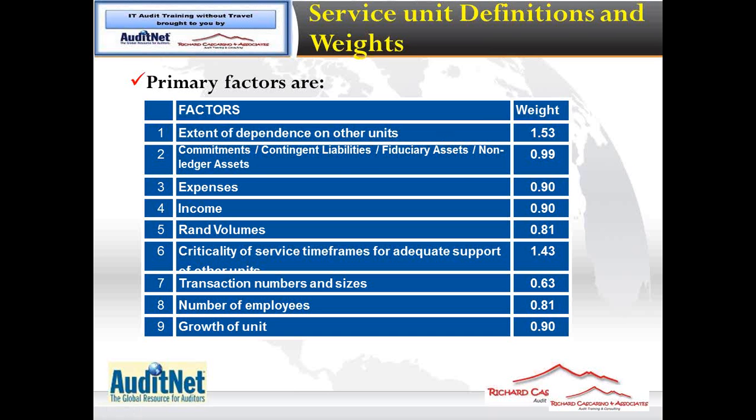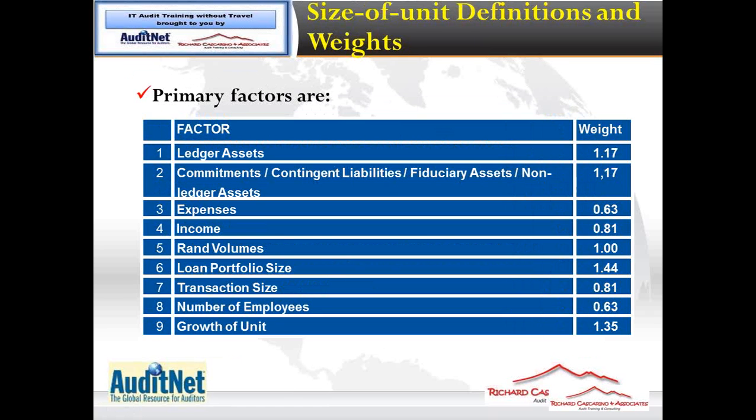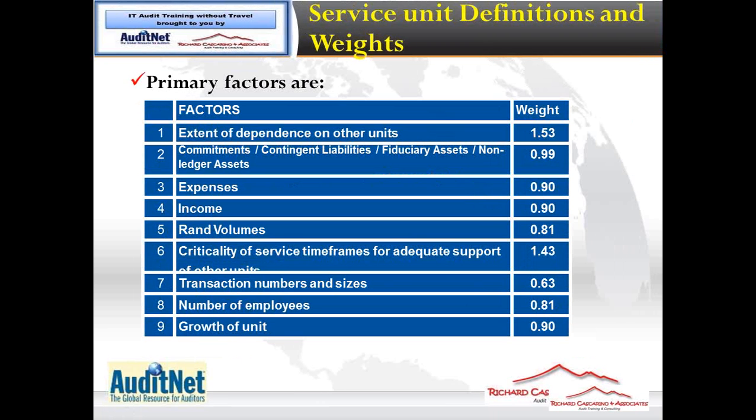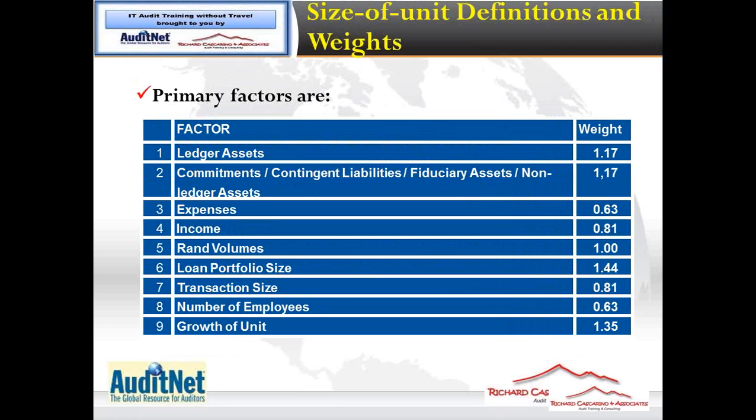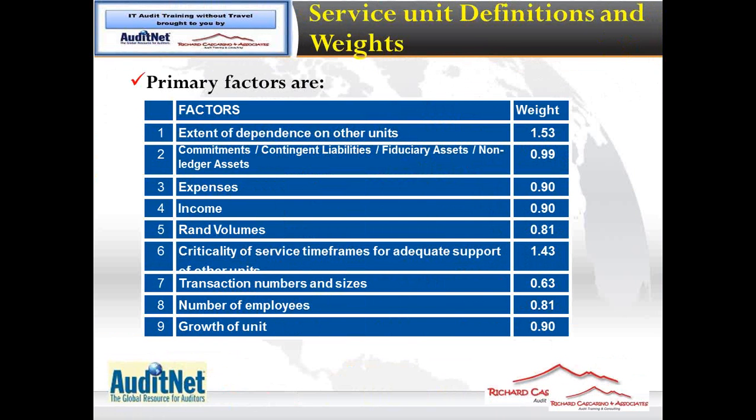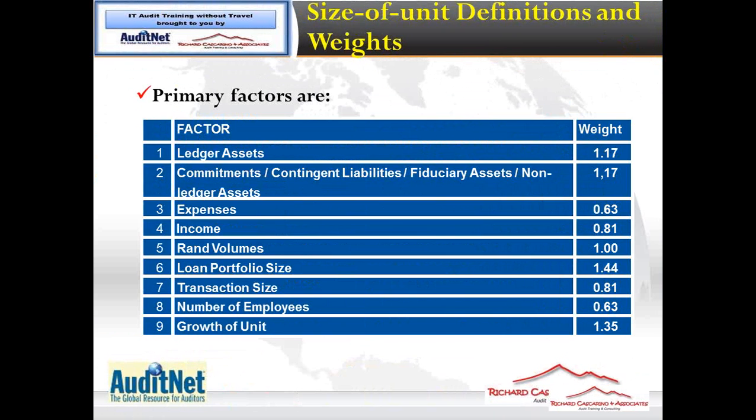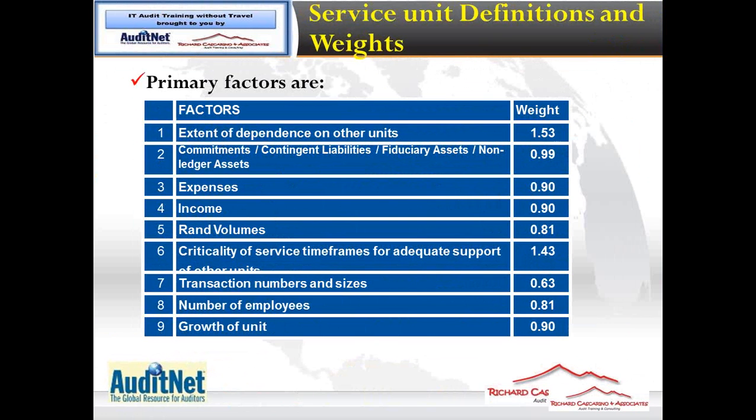And if we look back at the previous one, you'll see we had ledger assets on size of unit. We've got the extent of dependence on other units as a measurement for a service unit. We are all the same all the way down. If we look at number 3, number 4, number 5, number 6 changed from loan portfolio size to criticality of service timeframes.